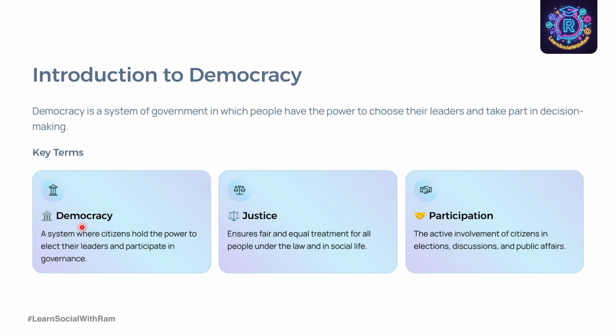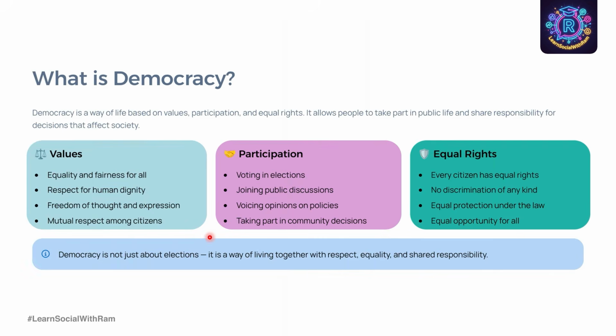The three important words in democracy are: first one is democracy. It is nothing but a system where citizens elect leaders and participate in governance. The second word is justice. Justice means fair and equal treatment for all. Then the third word is participation. Participation means citizens actively taking part in elections, discussions and public affairs. Students, democracy is not just about voting once in 5 years. It is much more than that. Now, let us try to understand more about democracy.